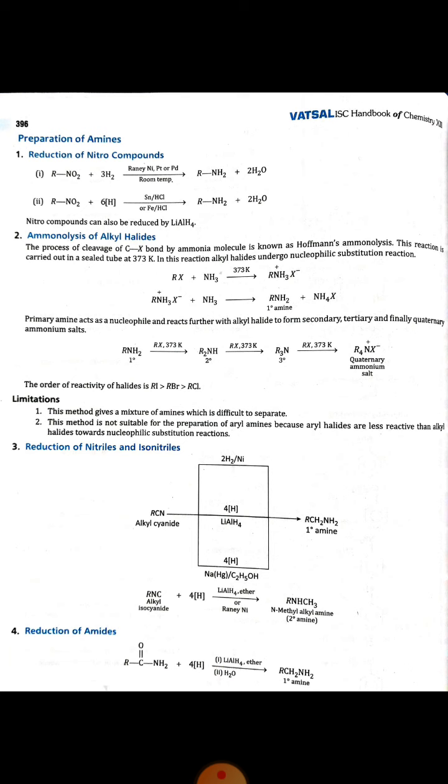Next we have the reduction of amide. The amide formula is RCONH2. In this, CONH2 is an amide group. When reduced in the presence of LiAlH4 in ether, and next water, we hydrolyze it. We will have a product that is a primary amine, that is RCH2NH2.